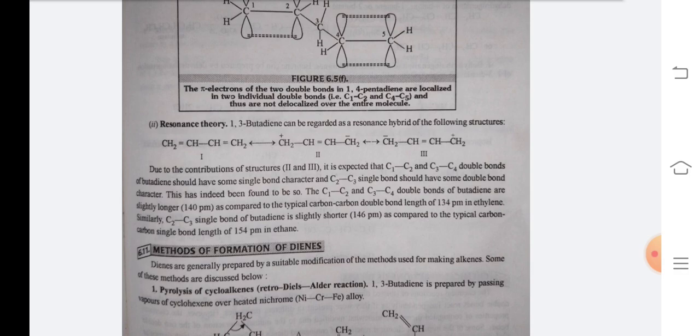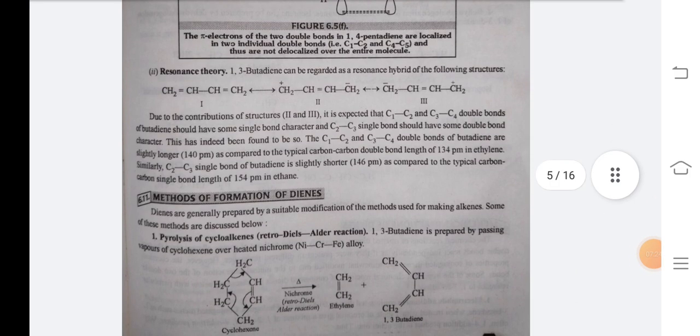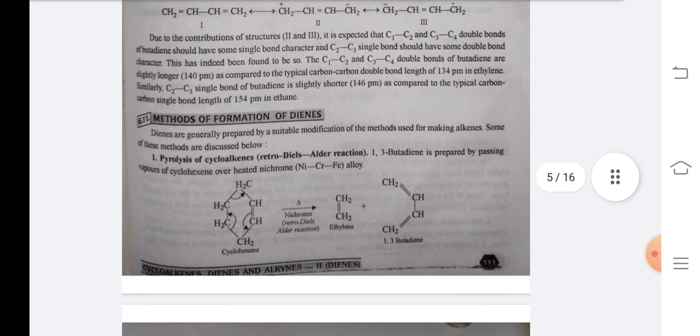The C1-C2 and C3-C4 double bonds of butadiene are slightly longer as compared to the typical carbon-carbon double bond length of 133.4 picometer in ethylene. Similarly, the C2-C3 single bond of butadiene is slightly shorter as compared to the typical carbon-carbon single bond length of 154 picometer in ethane.